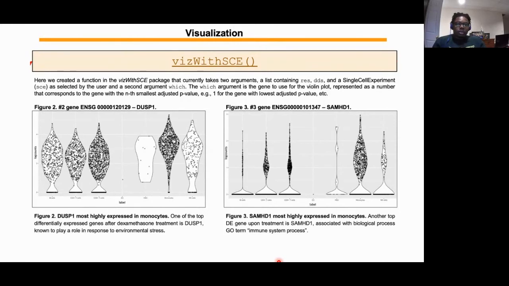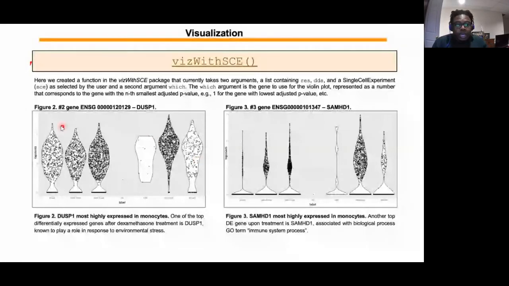This led me and Mike to start creating a new package called viz with SCE. Currently this package takes two arguments: the results from integrate with single cell, and a second argument called which. The which argument is the gene that will be used for the visualization, and it's represented as a number that corresponds to the gene with the nth smallest adjusted p-value. So for instance, 1 for the gene with the lowest adjusted p-value, 2 for the gene with the second lowest adjusted p-value, and so on and so on.